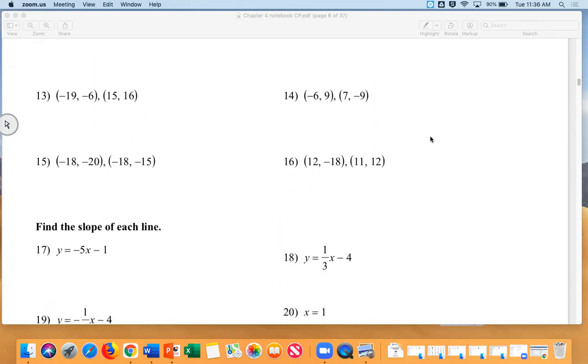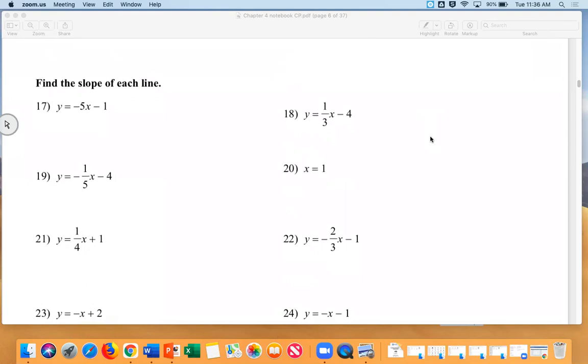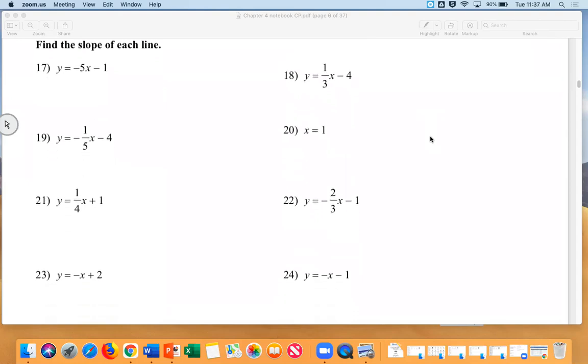That's unbelievable. All right, let's go to this section. This section is pretty easy. We're gonna do all of these because they're so easy. In this section, I know it looks confusing, but the slope is the number next to the x.